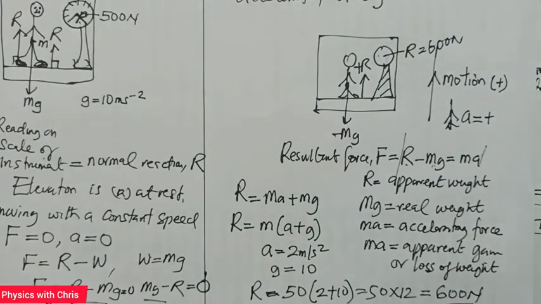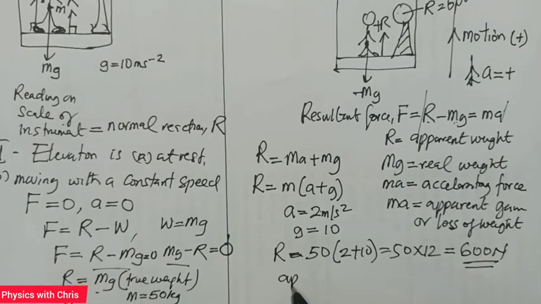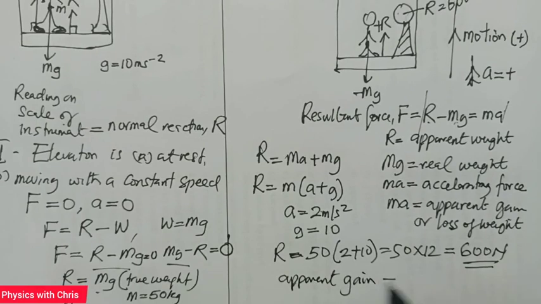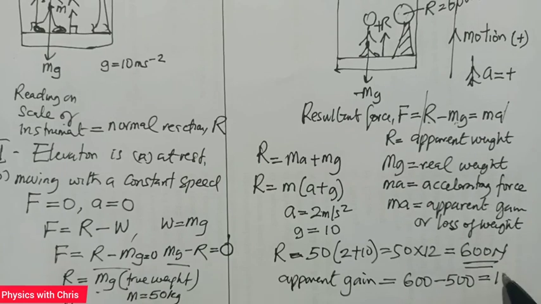It is like this boy has gained some weight, just like that. He has not even eaten much. For someone to gain weight, he must eat and eat and eat. But just by this lift moving up, he has gained an extra weight. So we can call that the apparent gain in weight. The apparent gain in weight of the boy is given as 600 minus 500, which is 100 Newton.